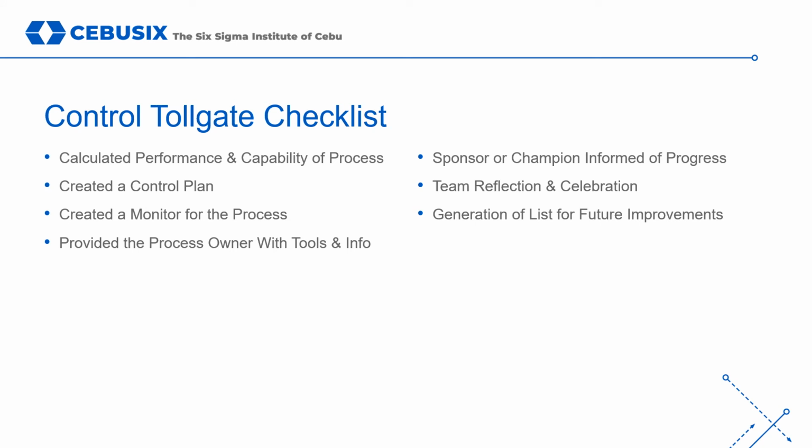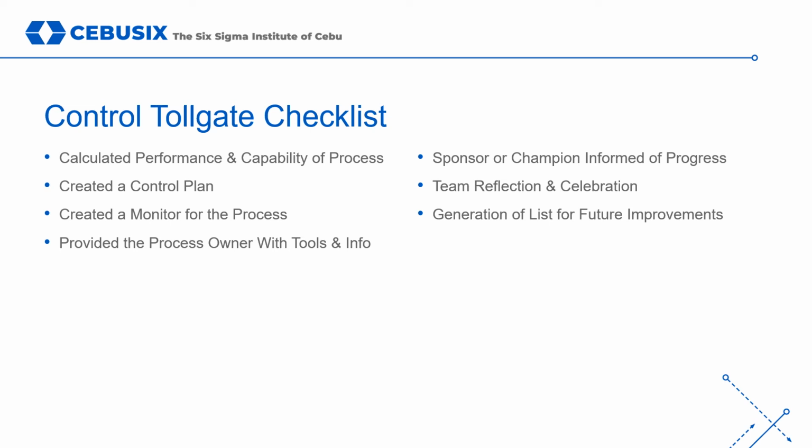After we have completed the control phase and the improved process is up and running, it is time for the last tollgate. By the time your team gets to this point, you will already have calculated the performance and capability of the new process. The team will have written a control plan and communicated it to the process owner. A monitor would have been created for the process, either through procedures for manual data collection or automated generation of control charts. The team will have provided the process owner and business team with all of the tools and information required in order to maintain the improvements.